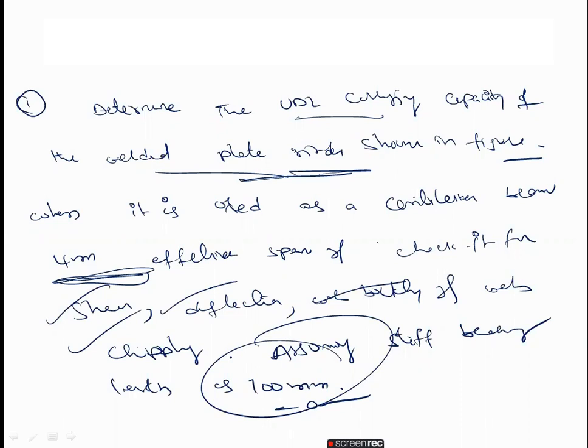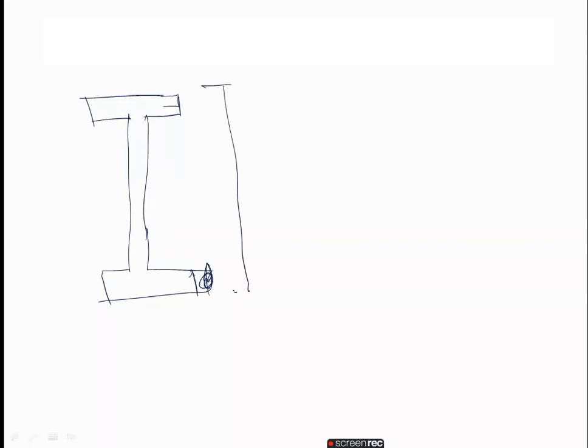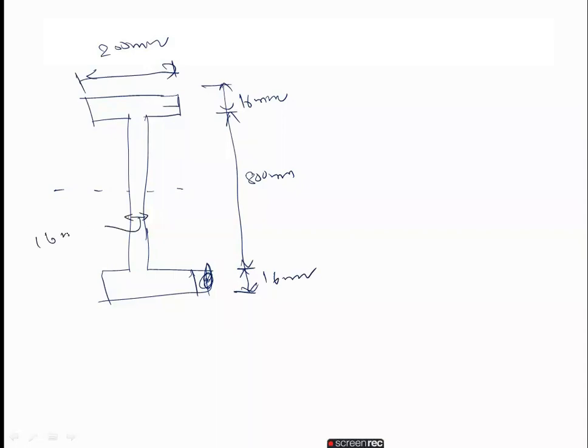Now I will draw the diagram, the cross section, clearly. This is 200 mm. This is the neutral axis. This is 800 mm. The thickness of the flange is 16 mm, and here also 16 mm. And the thickness of the web is also 16 mm.